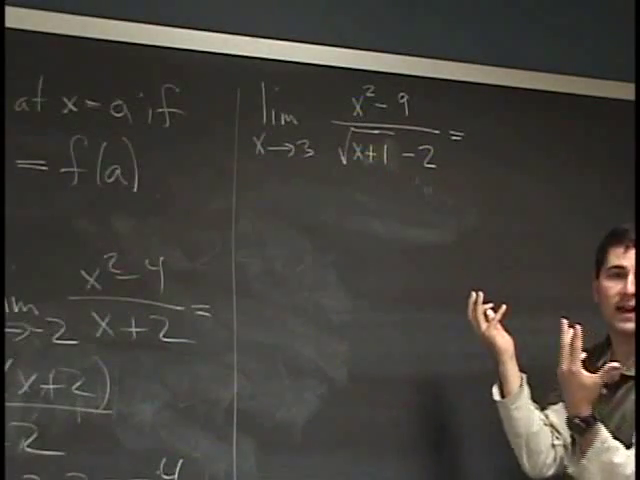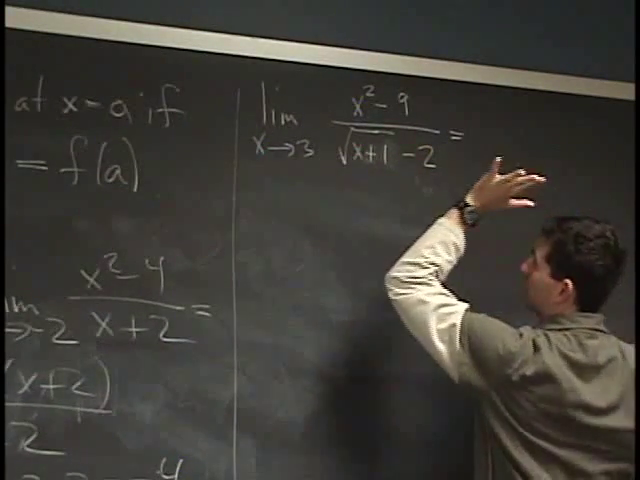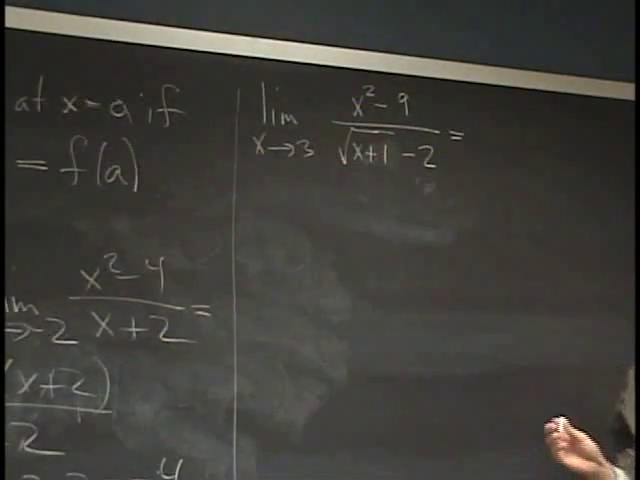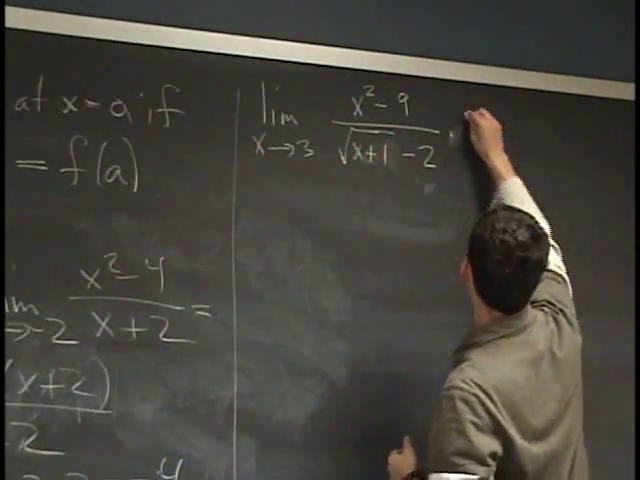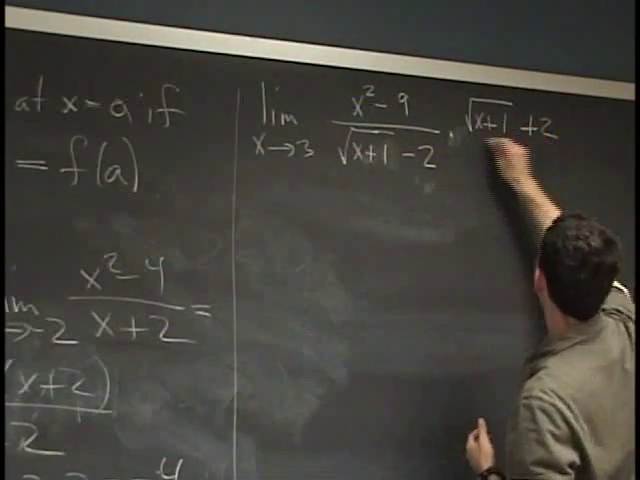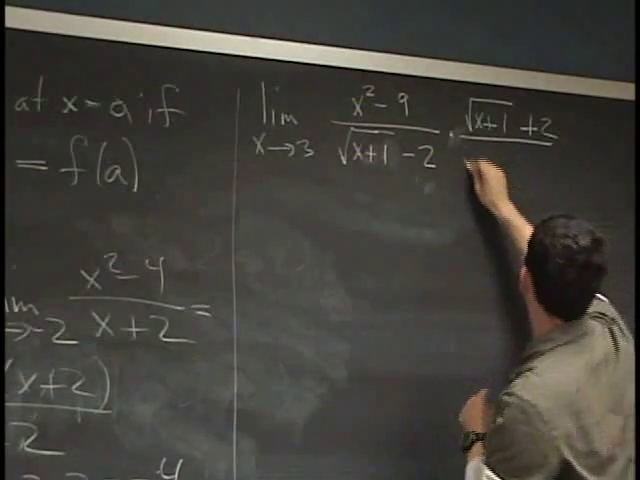Okay? And why would you do that? Well, we know when you multiply by the conjugate, you're going to square terms, which means square roots are going to go away. That could be good. So let's multiply top and bottom by the conjugate, which is the same expression, but with a plus.